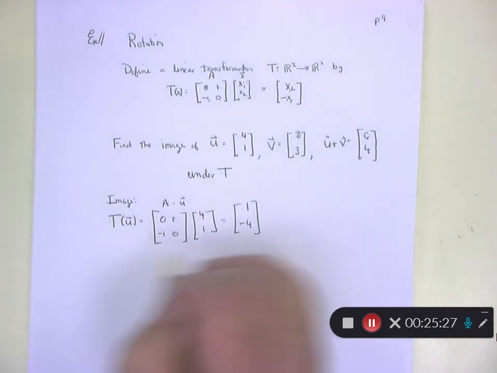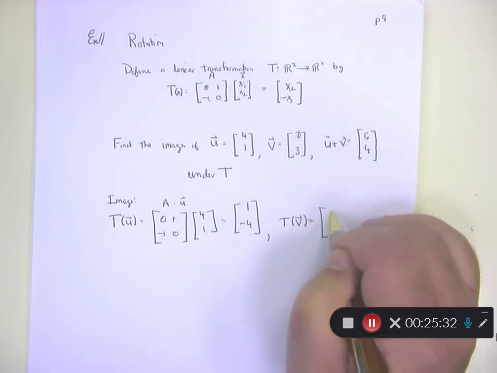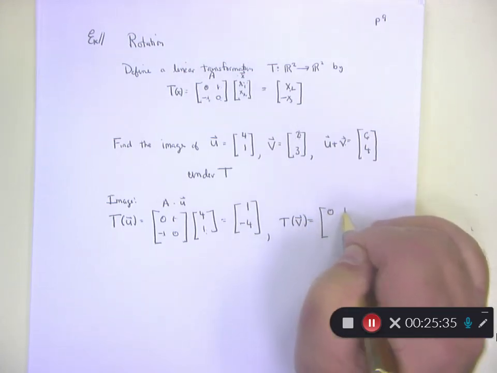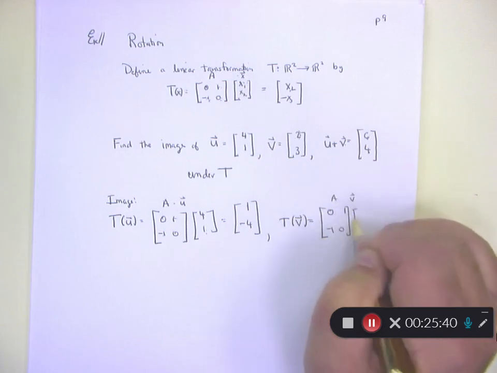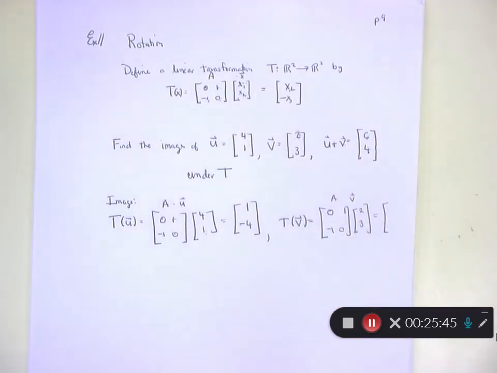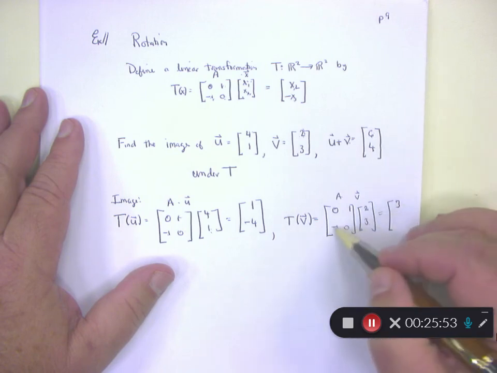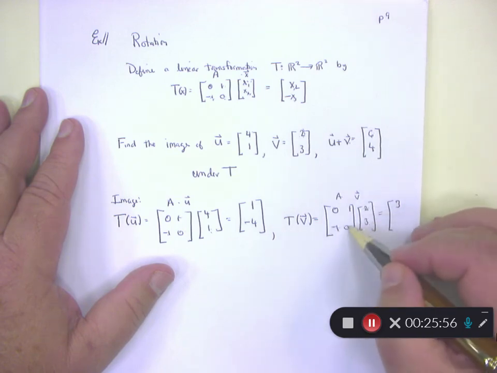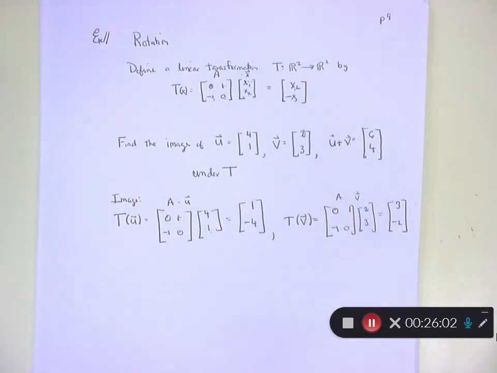What would T of v be equal to? That would be the matrix A, which is 0, 1, negative 1, 0, times vector v. Vector v is the vector 2, 3. What do I get there? Row by column, 0 times 2 plus 1 times 3 is 3. Row by column, negative 1 times 2 plus 0 times 3 is negative 2. I get the vector 3, negative 2. Does that make sense? All right.